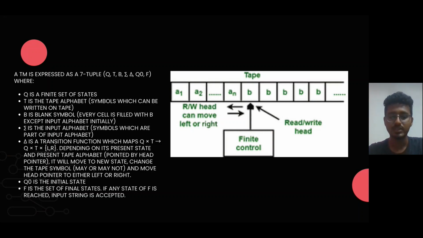Q naught is the initial state, and F is a set of final states. If any state of F is reached, the input string is accepted. These symbols can be visualized in the diagram shown below, where the head is moving left or right, reading and writing on the infinitely long tape.